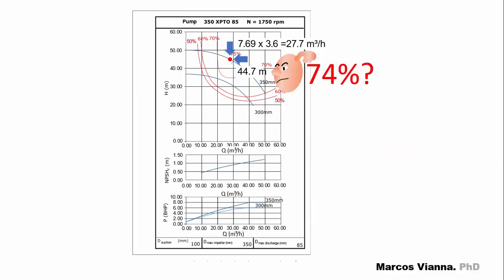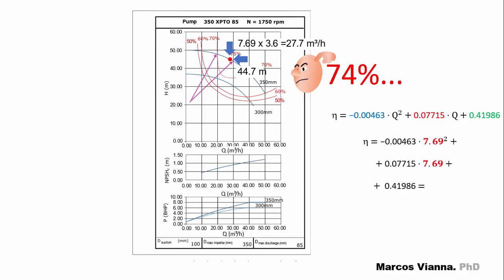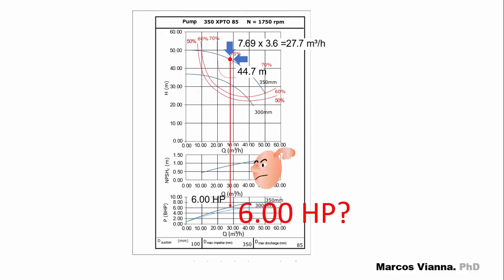For example, if we want to know the pump efficiency, we have to mark the operating point in the pump chart and read it by approximation. It's between 70 and 75%. Could it be 74%? Or we can use the efficiency equation and find that it is 74.1%.